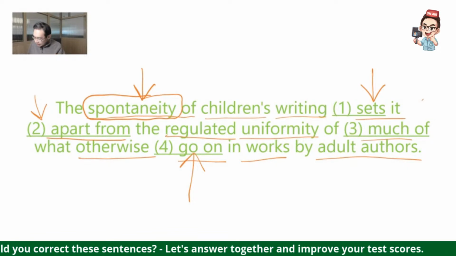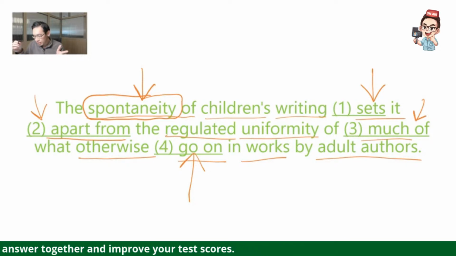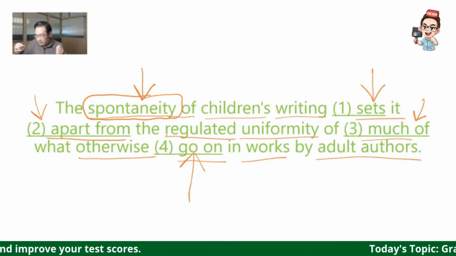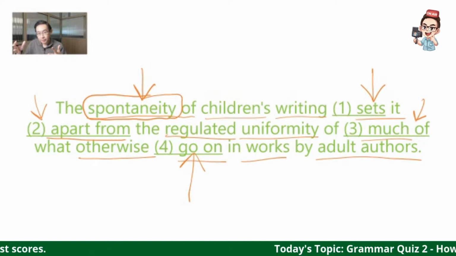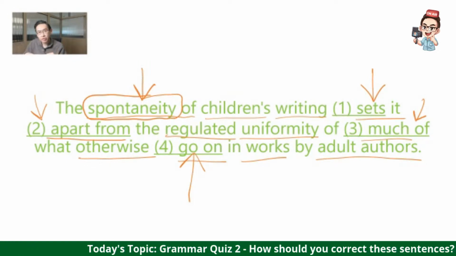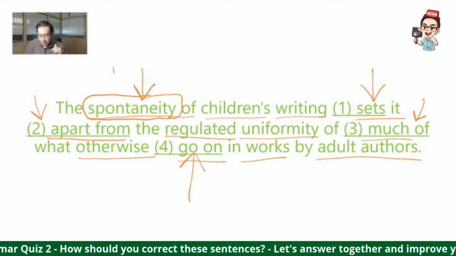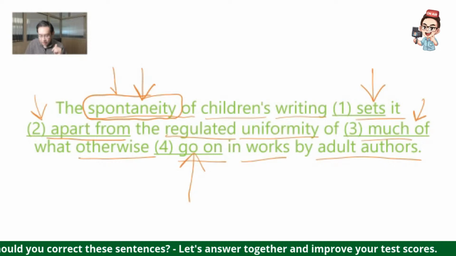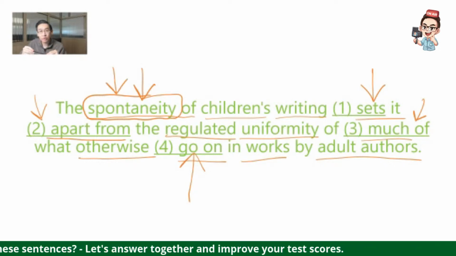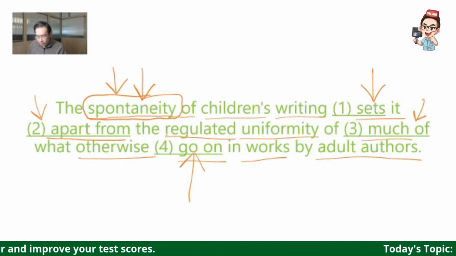And this one, much of or most of, in this case, we use much of, which is also correct because we just want to say like, the majority of something. And we can use much with uncountable nouns. And remember, the actual subject of this sentence is spontaneity, which is an uncountable noun. So this is correct. Okay, so now we move on to number 4.